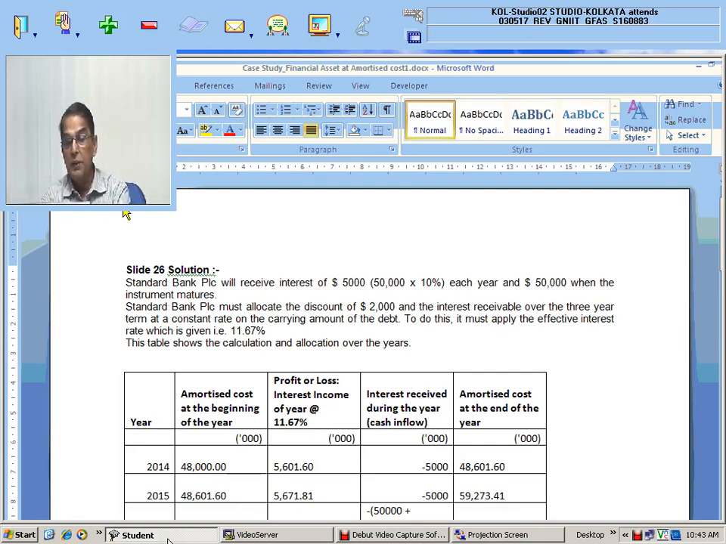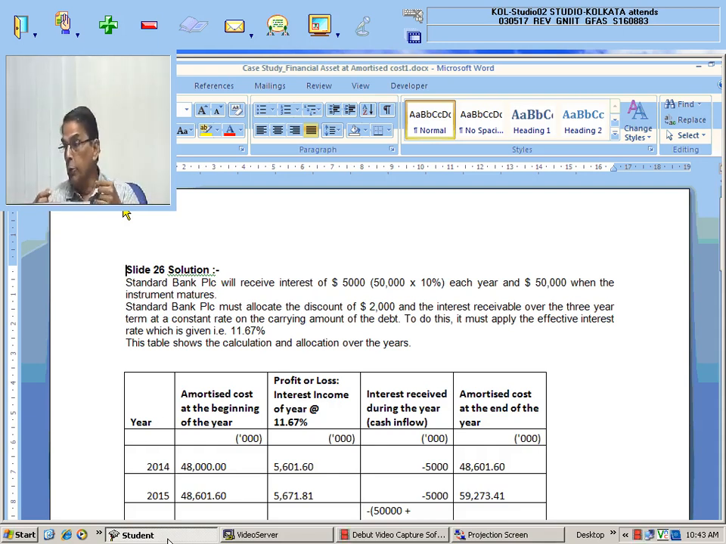Now Standard Bank PLC will receive interest of 10% on 50 million, that is 50,000 here. So 5,000 they will be receiving as interest each year. And when the instrument matures, that is after 3 years, on 31st December 2016, they will receive 50,000 as the principal amount, isn't it? The loan was purchased on 1st January 2014, it will mature on 31st December 2016.